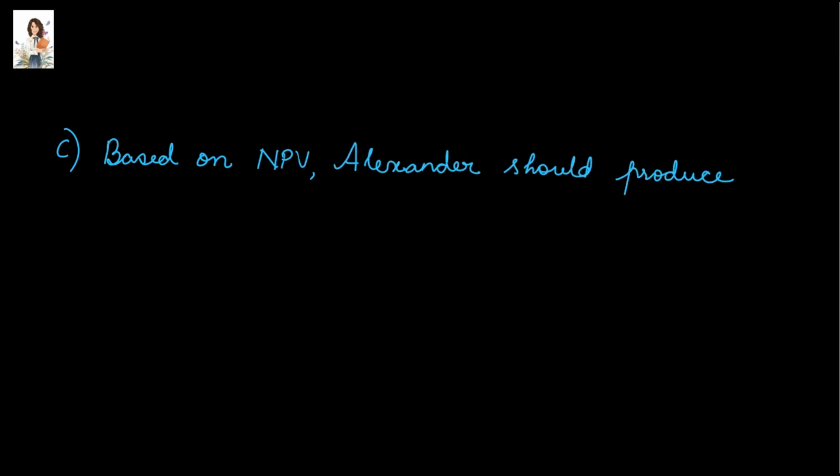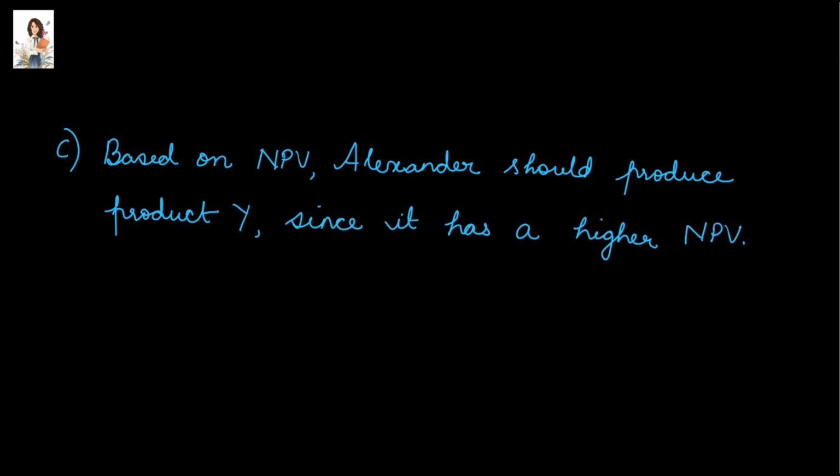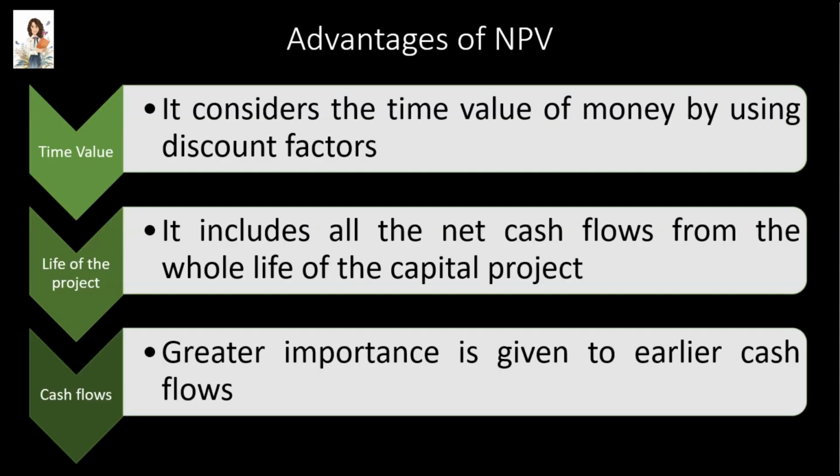So we'll write part C. Based on NPV, Alexander should produce product Y since it has a higher NPV. With this, we have completed part C of the question, and that means we have completed the entire question. Let us now take a quick look at the advantages and disadvantages of the net present value method of investment appraisal. Of course, the most important advantage of the net present value is that it considers the time value of money by using discount factors.